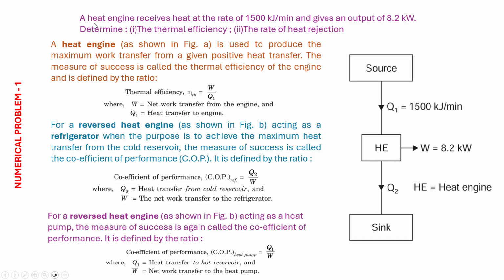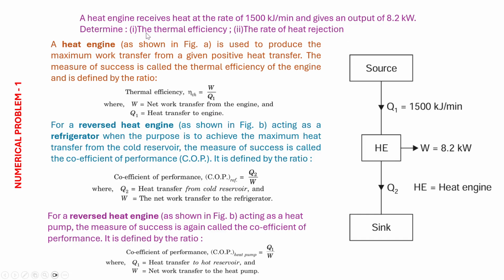We all know, based on the keyword heat engine, we draw a diagram of this manner, starting from the high temperature source at the top and a sink at the bottom, connected by a transfer function called heat engine. This is a simple modification of the general diagram from the previous slides. Q1 represents heat supplied, Q2 represents heat rejected. For the supplied heat of 1500 kilojoule per minute, the heat engine recorded work done as 8.2 kilowatt.